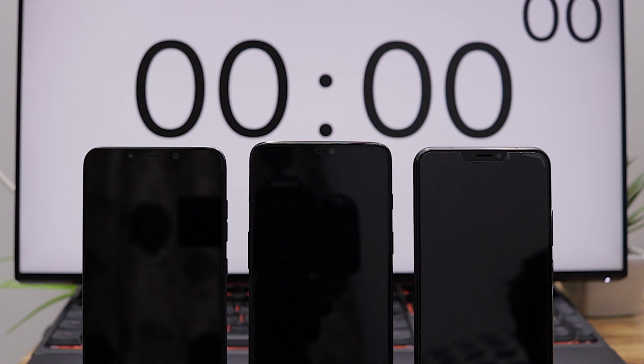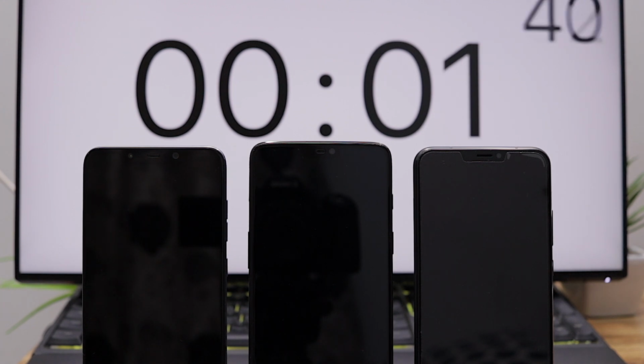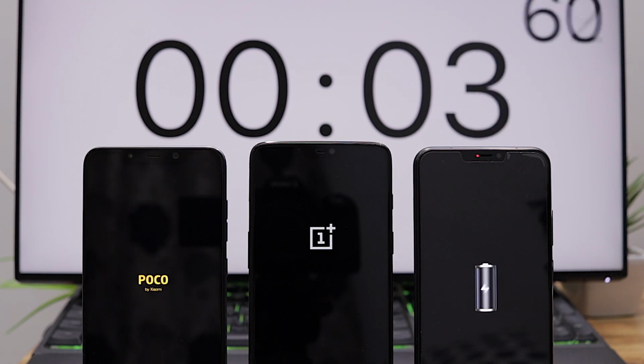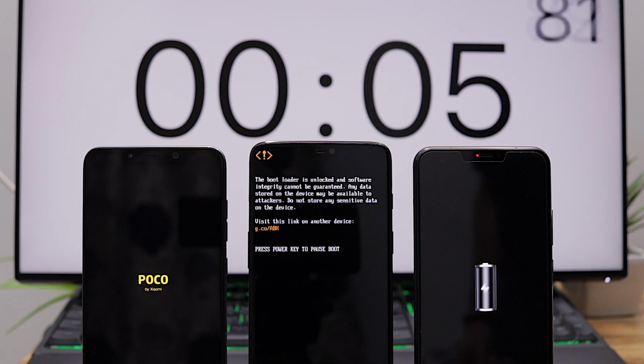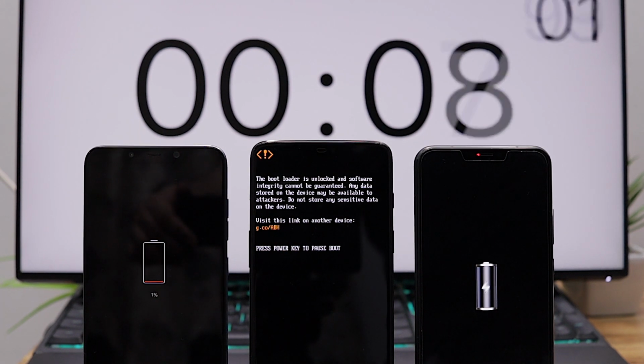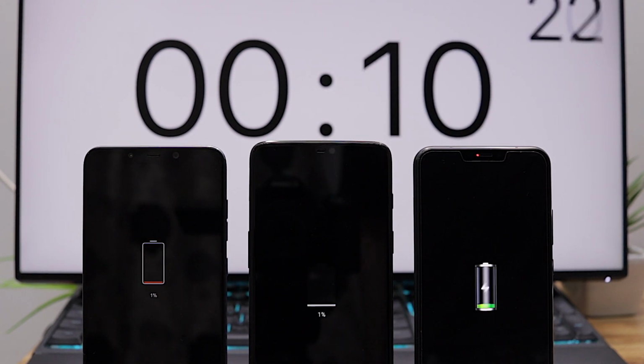So without wasting any more time, let's start the test. 1, 2, 3, start. The phones are completely drained out and I'll turn them on one by one once they start charging. All the phones are on airplane mode to avoid any disturbances.